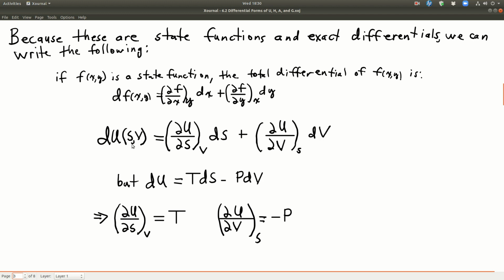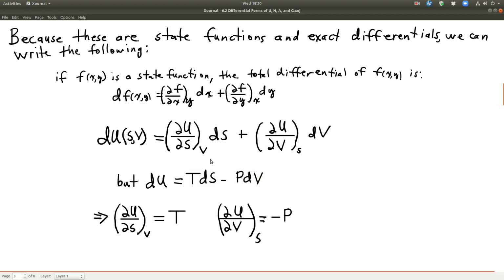So dU, which is a function of S and V, is equal to partial U partial S at constant V dS plus partial U partial V at constant S dV. Now, we also know that the second equation is true, like we just showed you, dU equals TdS minus PdV, because this term right here is equal to dU, and this term here is equal to dU. They're equal to each other.